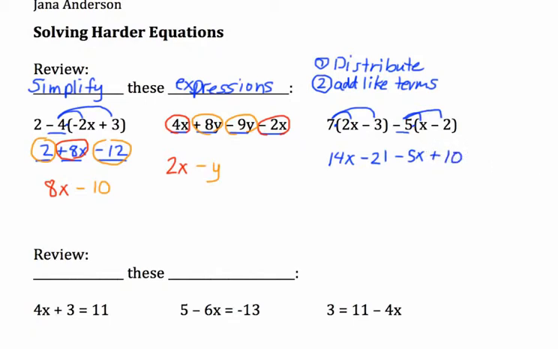Okay, let's look for our terms. I have 14x and negative 5x. Those can go together. Think money. You had 14, you lose 5, you have 9x. Negative 21 and positive 10. Think money. You're 21 in the hole and you gain 10 back. Now you're only 11 in the hole. So our constant term, the number all by itself, is negative 11. So the answer is 9x minus 11.